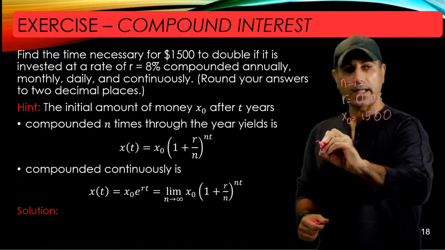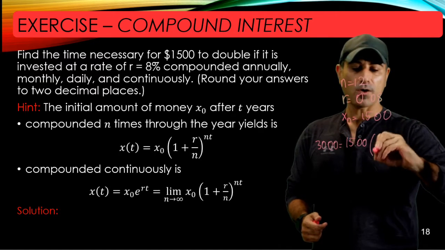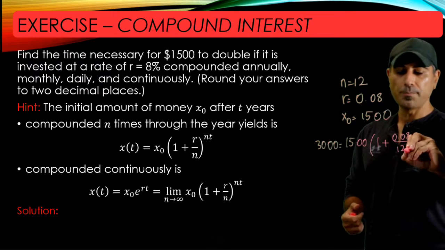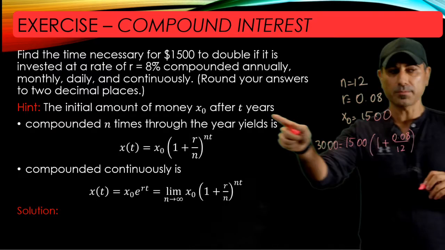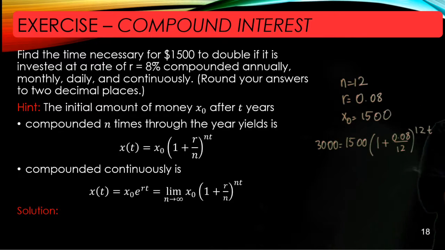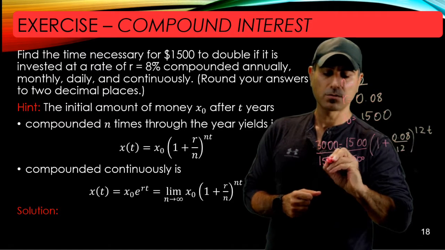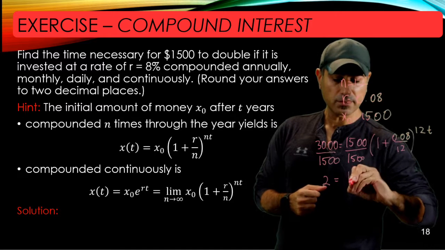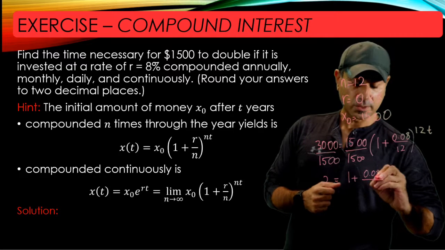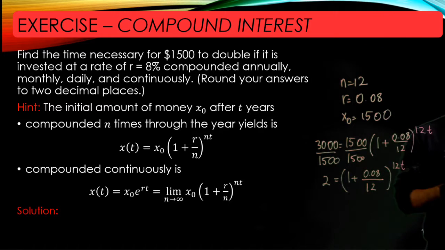All right, the goal is still having $3,000. Now I have the interest rate still fixed at 0.08, but I do compounding 12 times, and this time I'm going to multiply t by 12. So now I have another equation to solve for t. I'm going to use the same methodology. First, I'm going to divide everything by 1500 so that I have 2 left here, and then this whole chunk, 1 plus 0.08 divided by 12, to the power of 12t. And the solution technique is exactly the same.